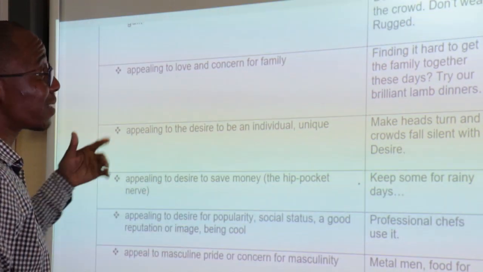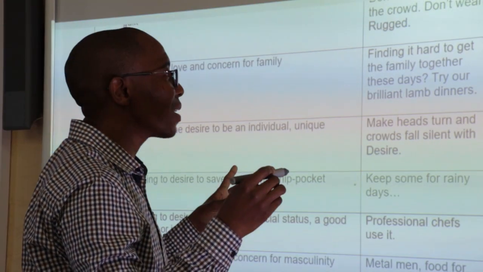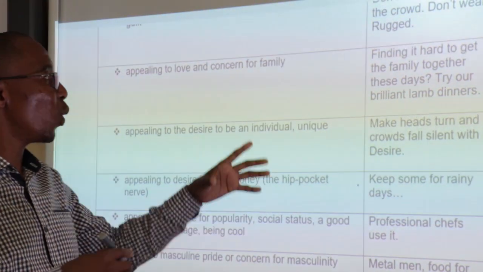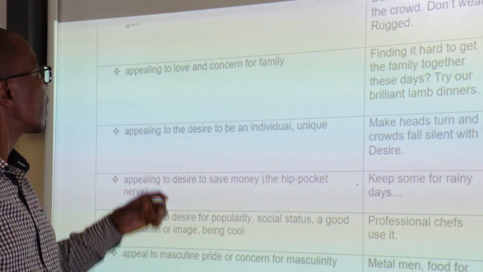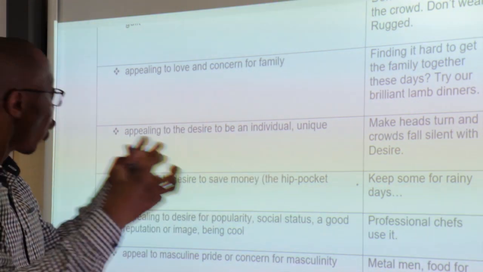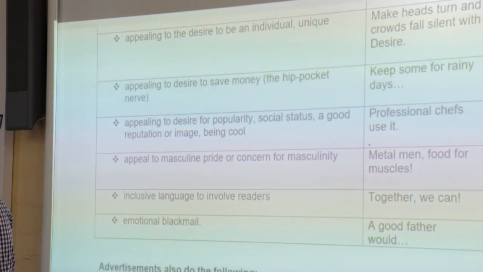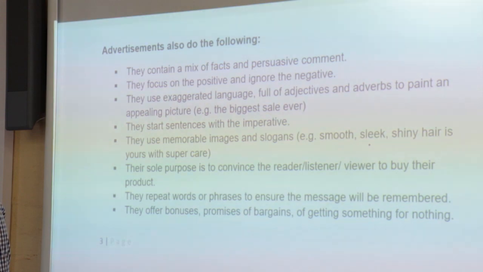Appealing to love and concern for family. Finding it hard to get family together these days? Try our brilliant lamb dinners. So these are all the devices that advertisers may actually use to make sure that they lure you to come and use their product or buy their product. All right, let's look at these as well.